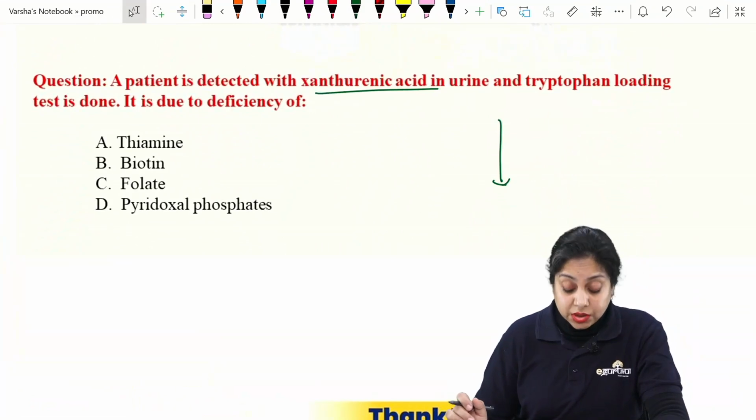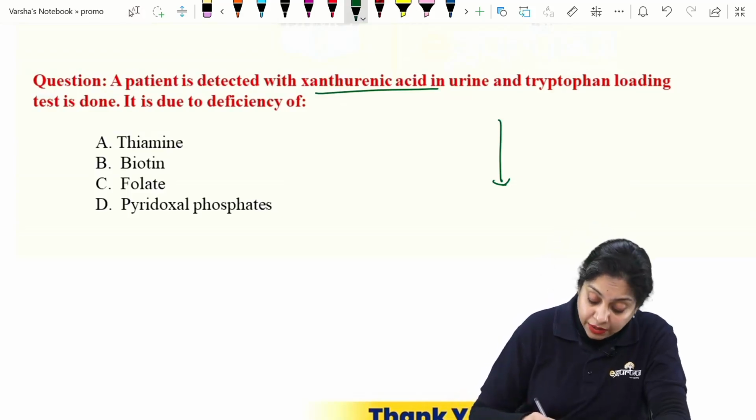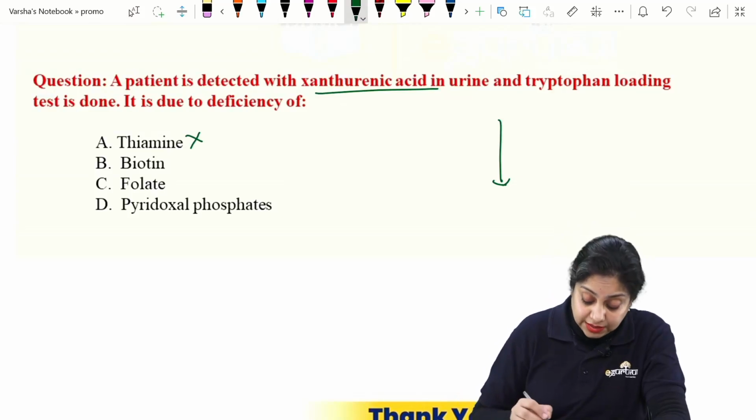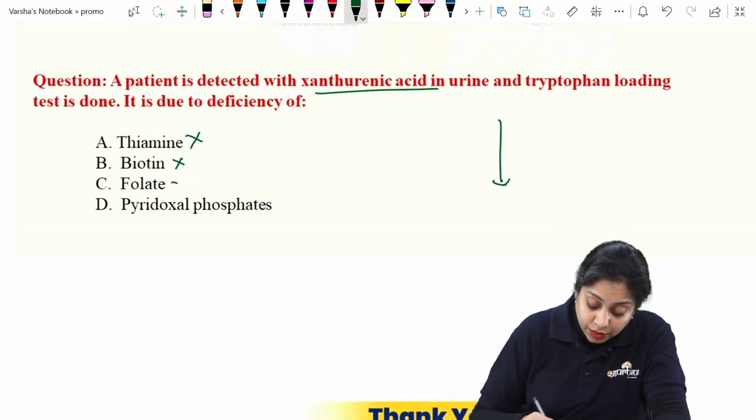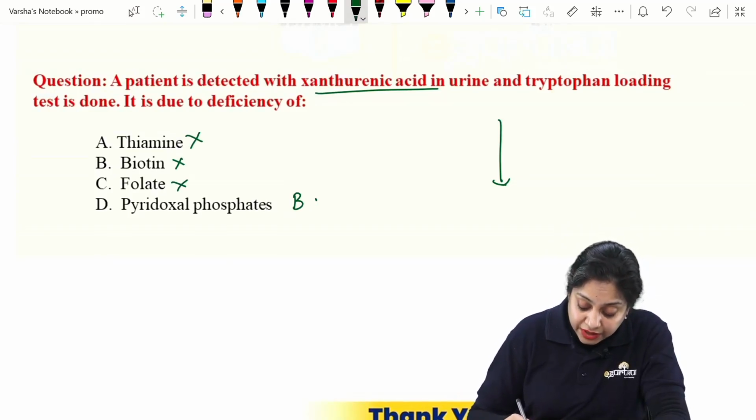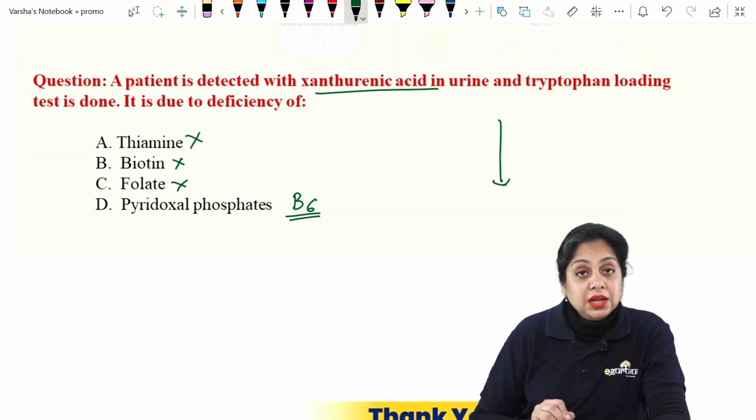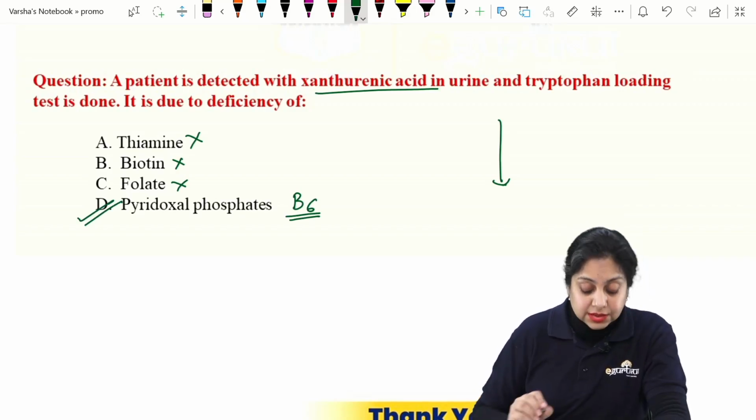Now read the question again. The patient is detected with xanthurenic acid and a tryptophan loading test is done. It is due to the deficiency of what? Thiamine? No, it is related to beriberi disease. Biotin? No. Folate? No. It is vitamin B6, pyridoxal phosphate. This is the answer to it.